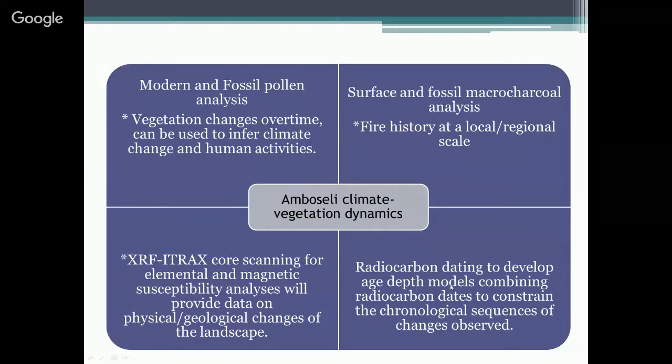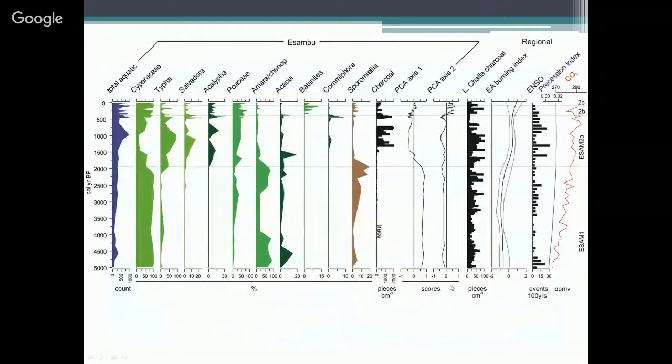Both of these we've tried to do at a very high resolution. For the charcoal, we've done it at every centimeter, and for the pollen at every 10 centimeters. We also have modern pollen samples which are still being analyzed. At the same time, I also got the chance to do the XRF ITRAX scanning to get some elemental profiles from the records, and of course the dating of the sediment records so that we can see how far back they go.